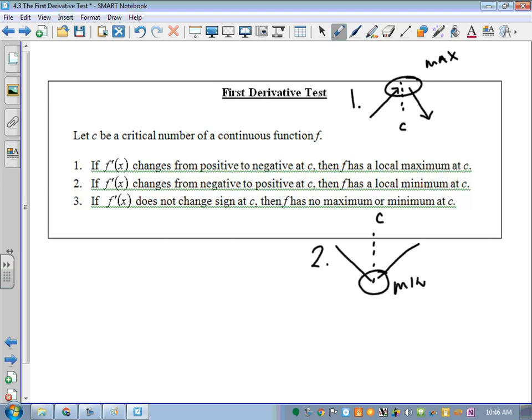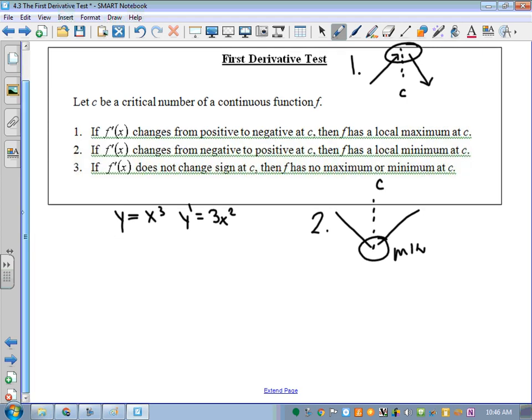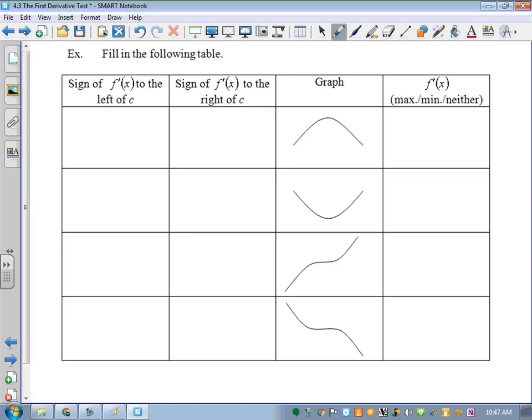And then the last case is that if f prime of x does not change sign at c, this has no minimum or maximum. I think the easiest way to show that is if we looked at y equals x cubed, y prime would be 3x squared. The critical number is x equals 0, but if I graph that function, y equals x cubed is always increasing. This point right here, which is at x equals 0, is neither a minimum or a maximum. And the derivative has a constant sign. It's always positive for y equals x cubed. Now, I think drawing that out is really, really helpful.